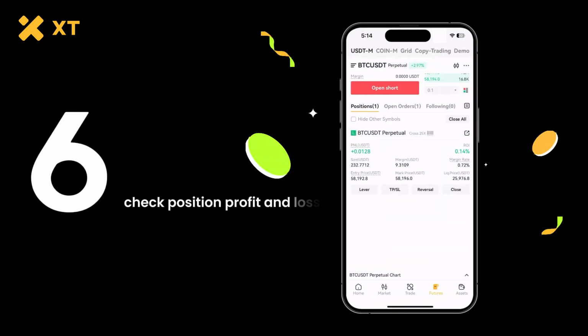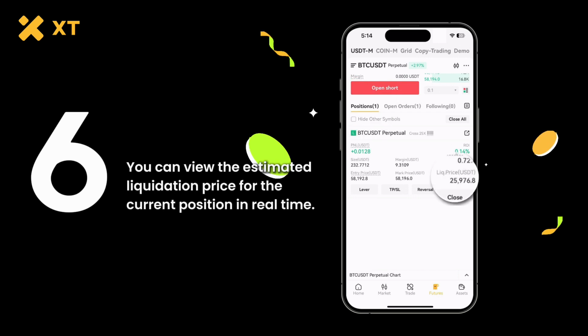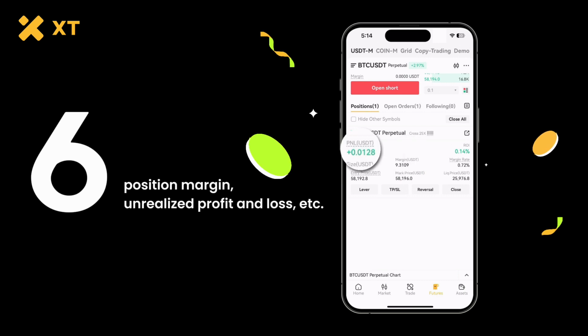Step 6. Check position profit and loss. All your positions are shown here. You can view the estimated liquidation price for the current position in real time, position margin, unrealized profit and loss, etc.